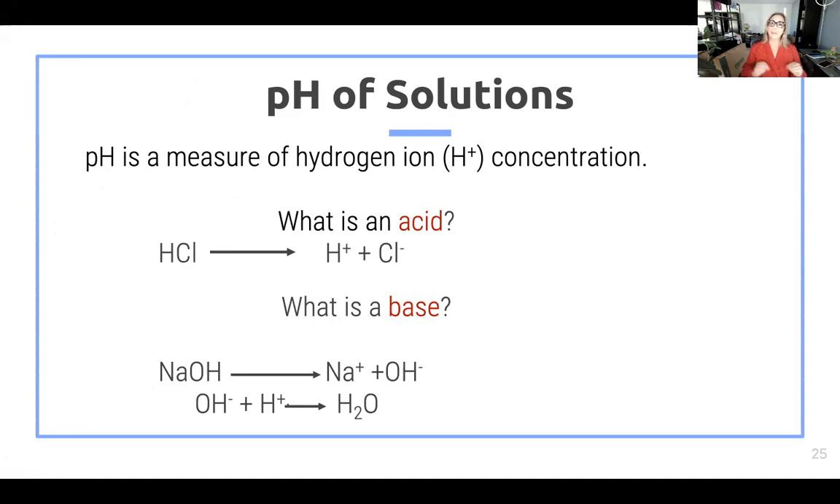So this slide on the PowerPoint gives you the same information that I just provided on the whiteboard. Okay, what is an acid? What is a base? Hydrochloric acid is the one that I will generally use in my test questions. Sodium hydroxide is the base that I will usually use in my test questions. An acid donates hydrogen ions. I don't know why I keep saying electrons. And a base removes hydrogen ions.